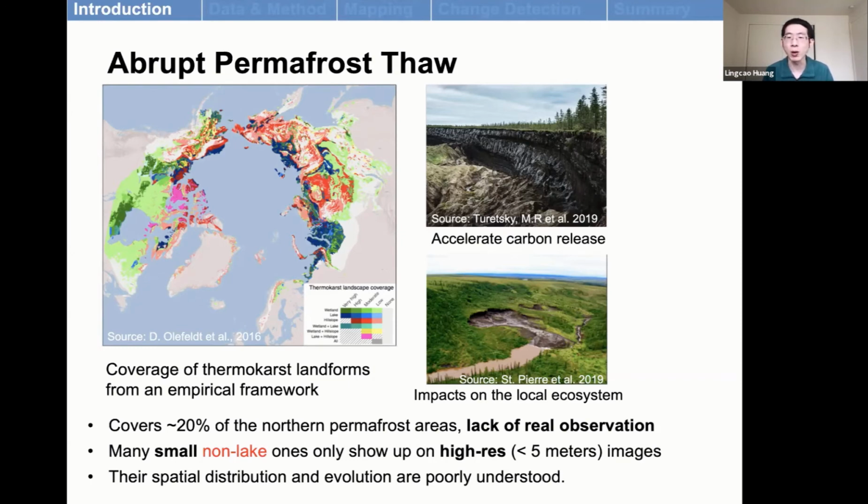And I will talk about later that there are many non-lake thermokarst landforms I saw previously, for example thermo-erosion gullies. These landforms are quite small, so they only show up on high resolution images. What I mean by high is satellite images with a resolution finer than 5 meters. So we have a question: what's the spatial distribution and what's the evolution of these landforms? This is my research and what I want to answer.